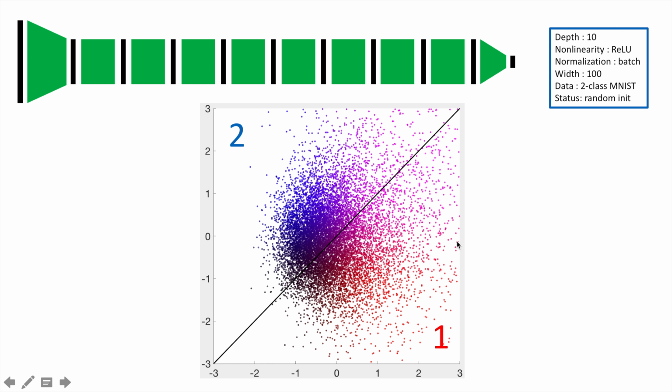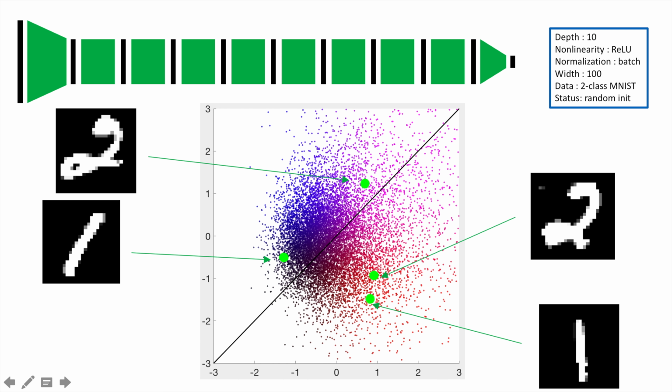In this region of space, the class 1 neuron has a higher activation than the class 2 neuron. And in this region of space, the class 2 neuron has a higher activation than the class 1 neuron. Therefore, data inputs mapped to this region of the output space are classified as 1, and data inputs mapped to this region of output space are classified as 2.